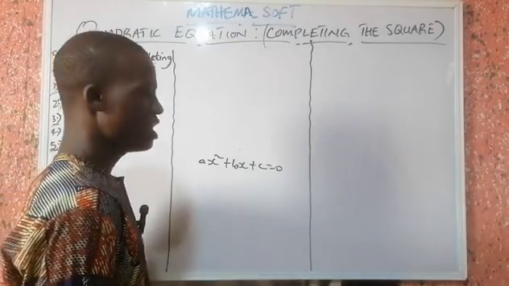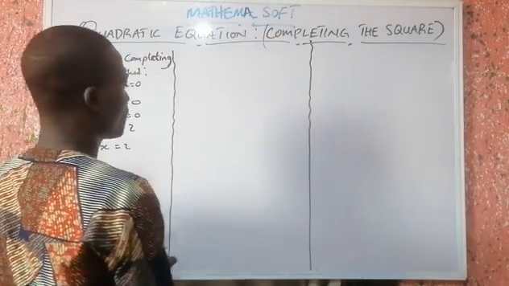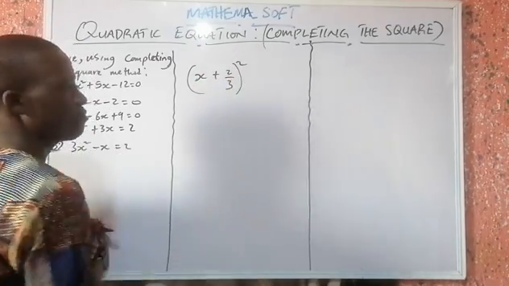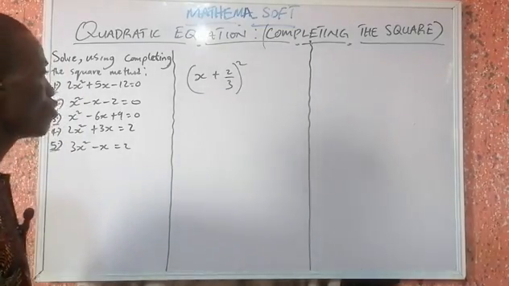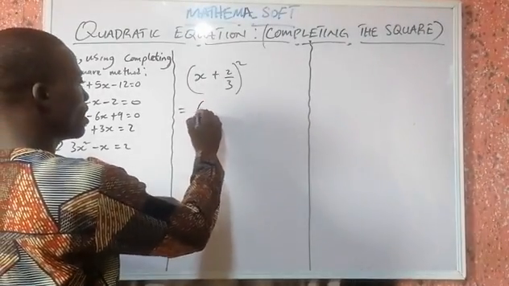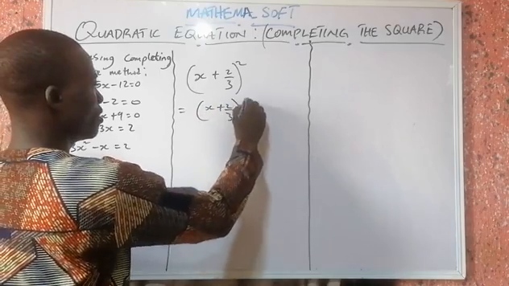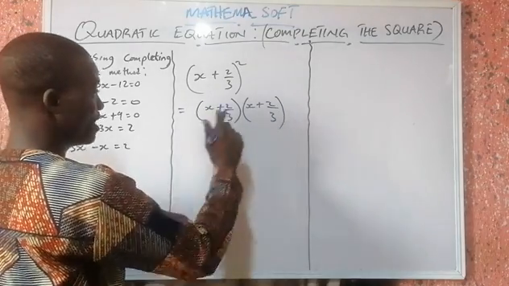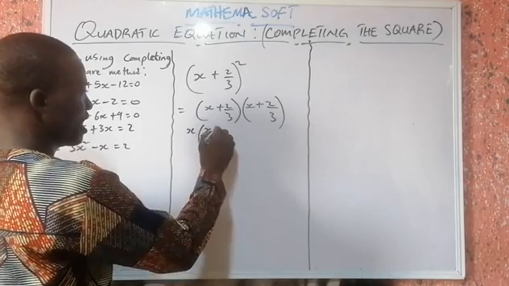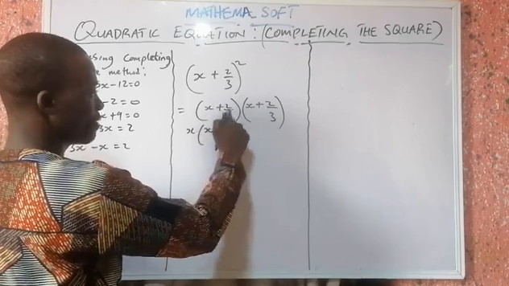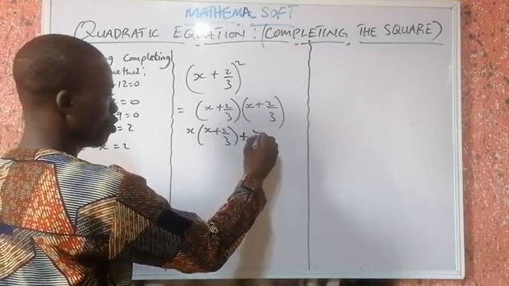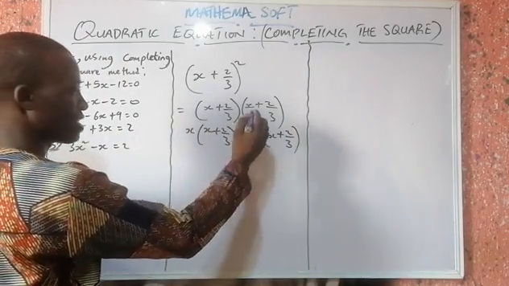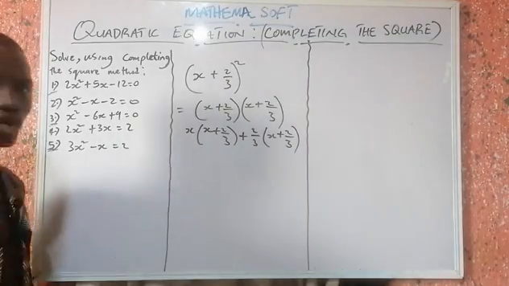For example, if I'm to expand x plus 2 over 3 squared, then I can say this equals x plus 2 over 3 bracket x plus 2 over 3. So expanding this, I want to first use x to expand everything such that I will have x bracket x plus 2 over 3, multiplying x by all this, then plus 2 over 3 multiplying all this. This is how we expand in mathematics, and I do hope that you have that foundation. But even if you do not have the foundation, this will actually help you.